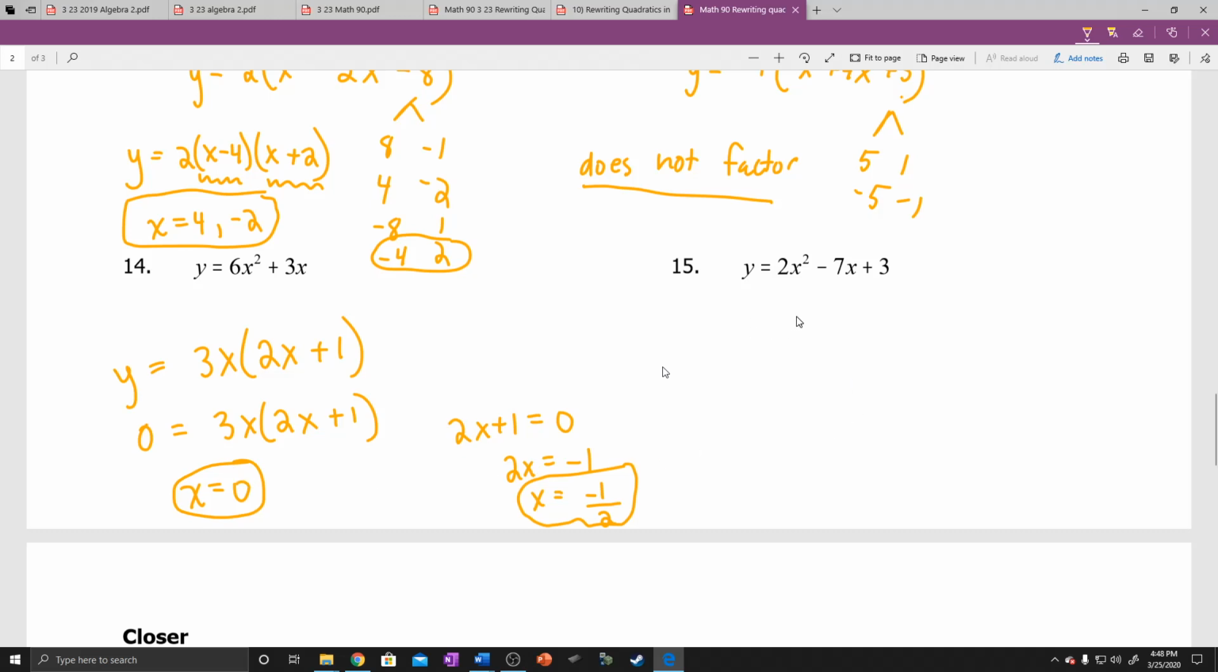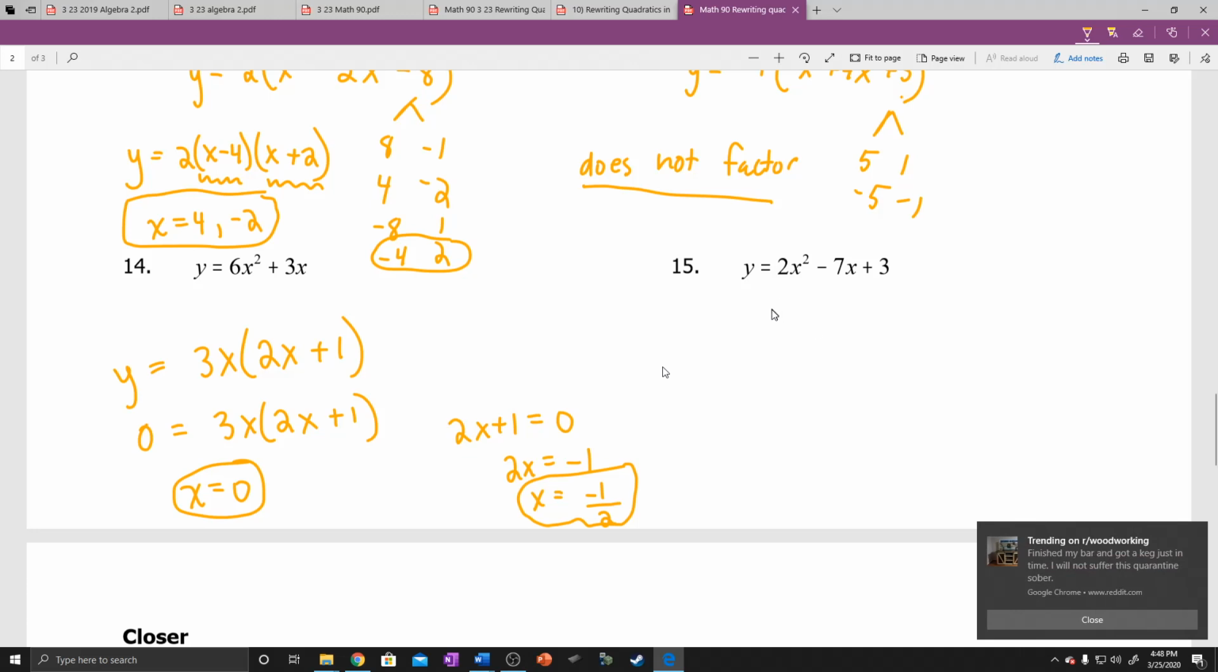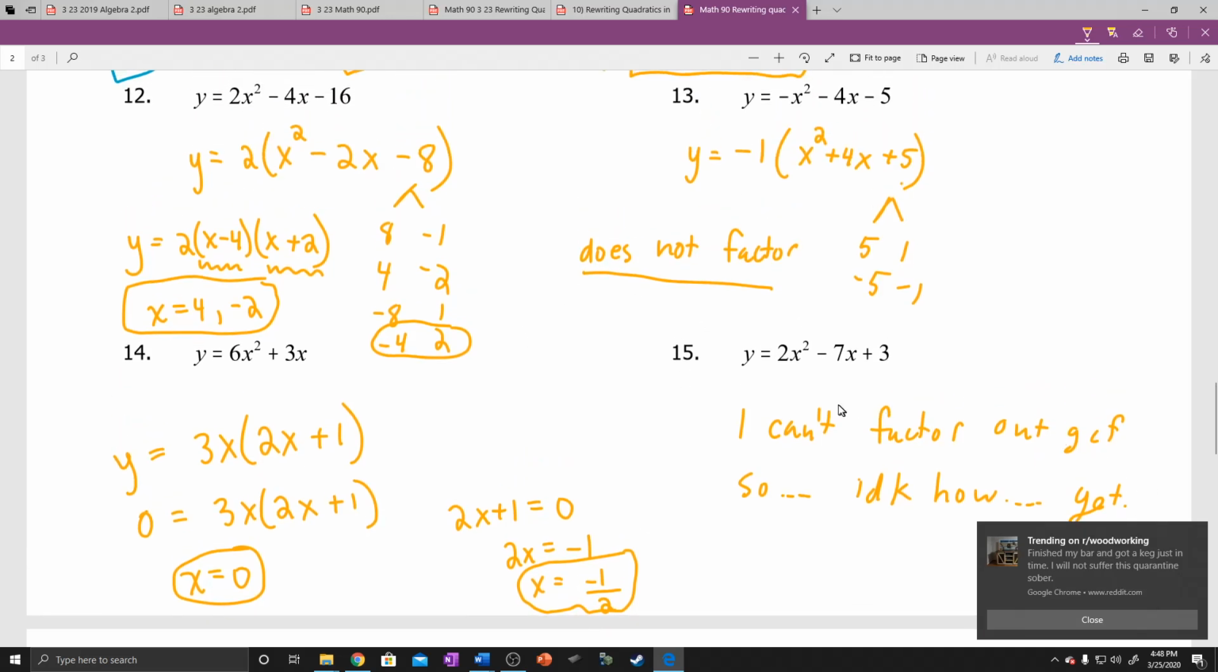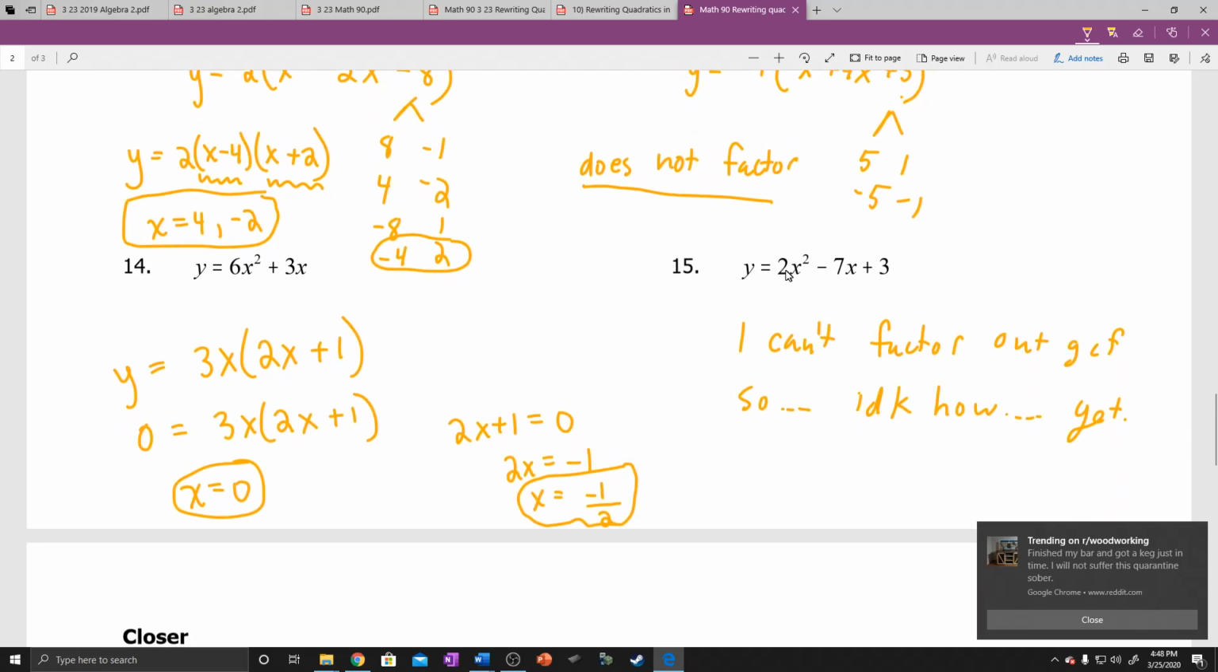And last one. I can't factor this one because I can't factor out a GCF, so I don't know how yet. We'll get there. I put this one in just to show you that not all the time are you going to be able to factor with this method.